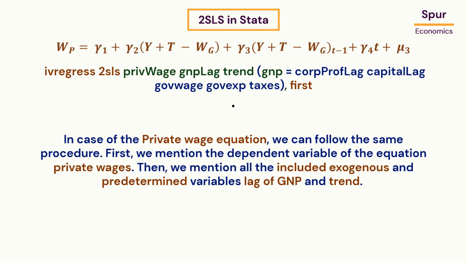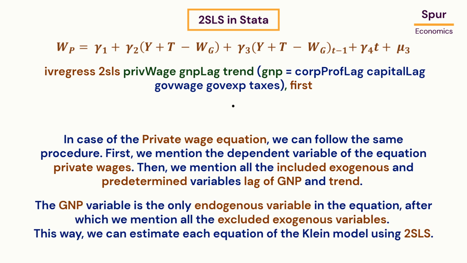In case of the private wage equation, we can follow the same procedure. First, we mention the dependent variable of the equation, private wages. Then, we mention all the included exogenous and predetermined variables, lag of GNP and trend. The GNP variable is the only endogenous variable in the equation, after which we mention all the excluded exogenous variables. This way, we can estimate each equation of the Klein model using 2SLS.